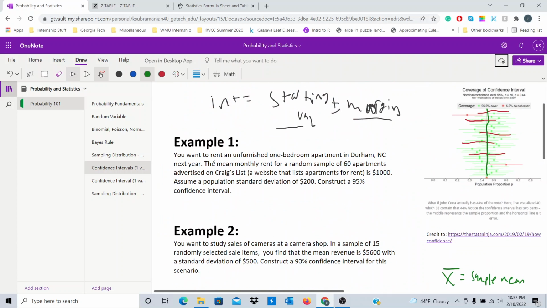So example 1: suppose we want to rent an unfurnished one-bedroom apartment in Durham, North Carolina next year. We know that the mean monthly rent for a random sample of 60 apartments advertised on Craigslist is $1,000. And we're going to assume that the population standard deviation is $200. Let's construct a 95% confidence interval.